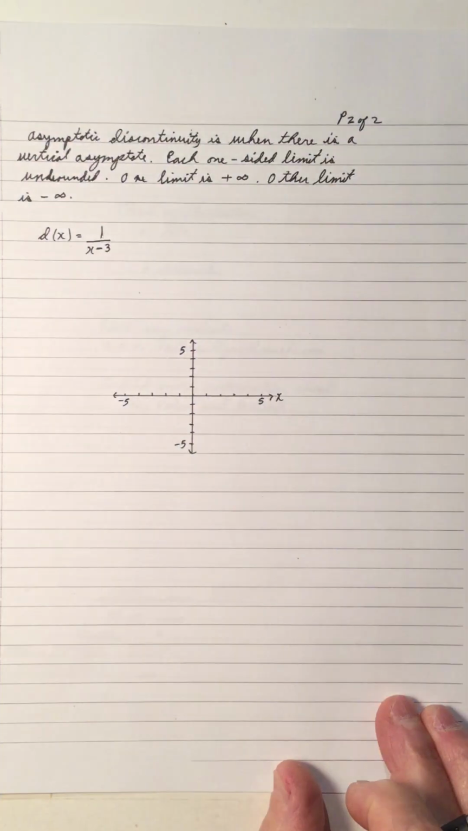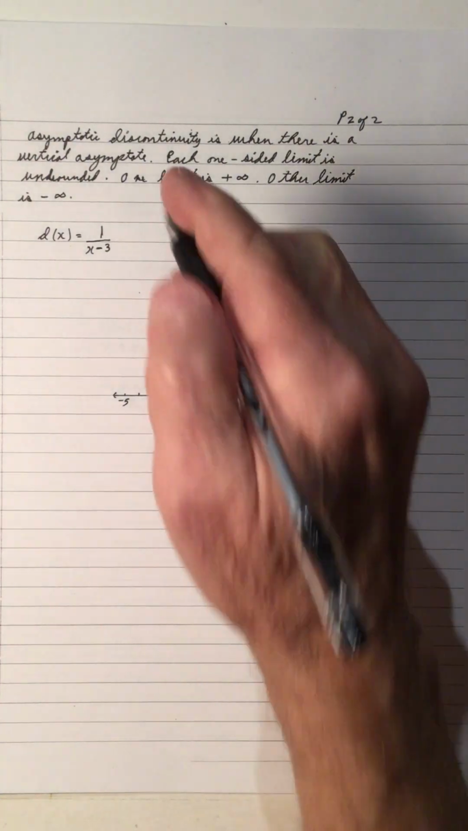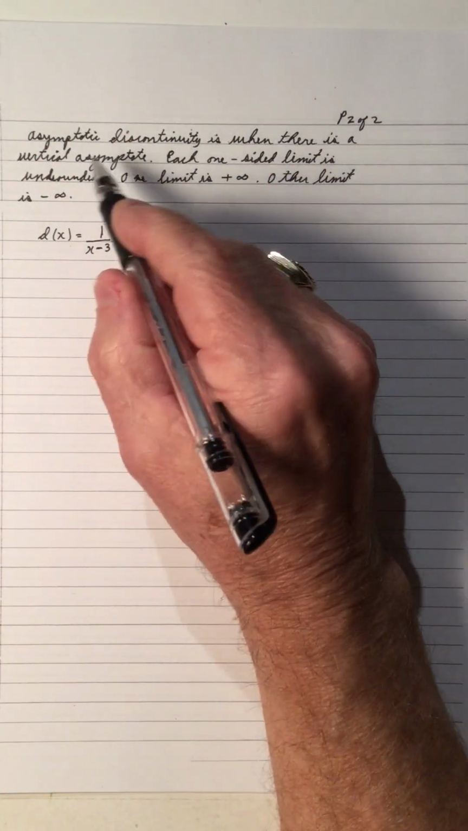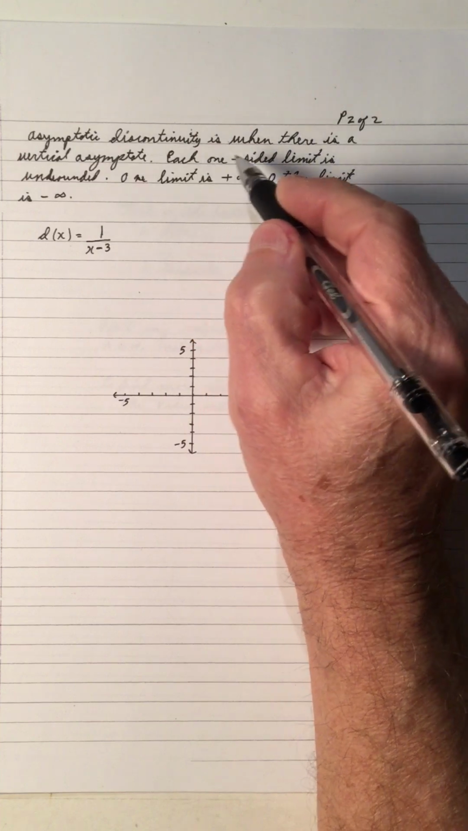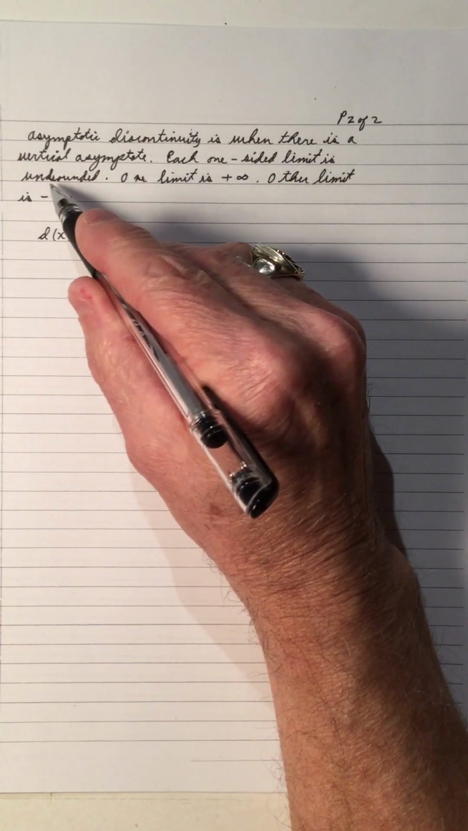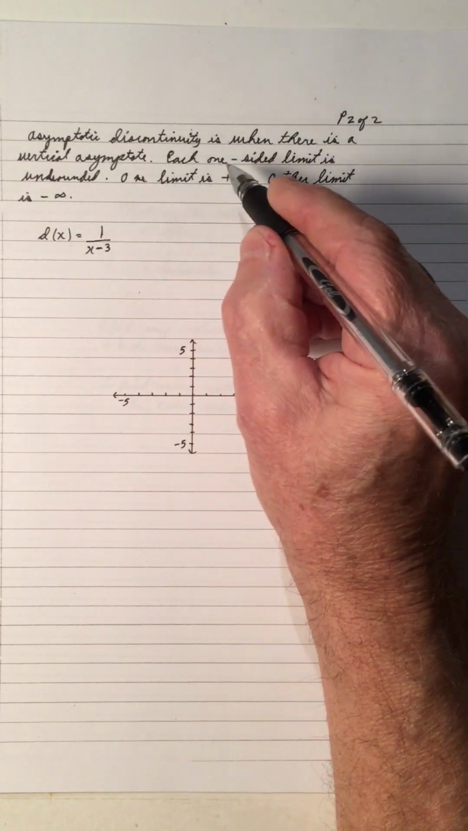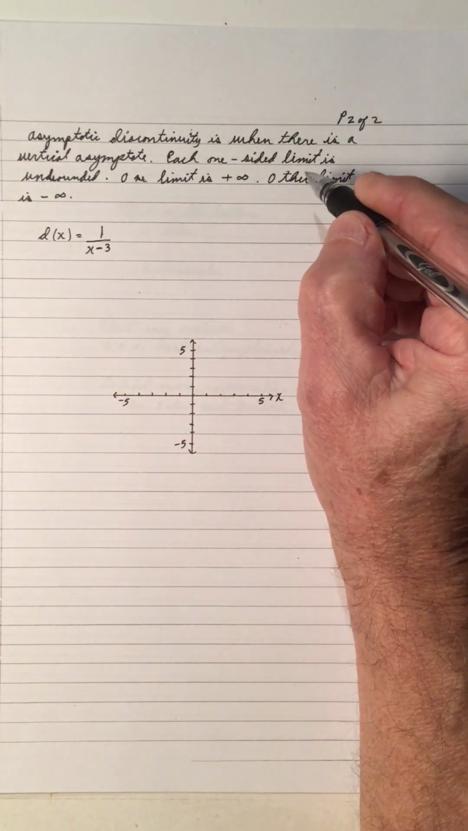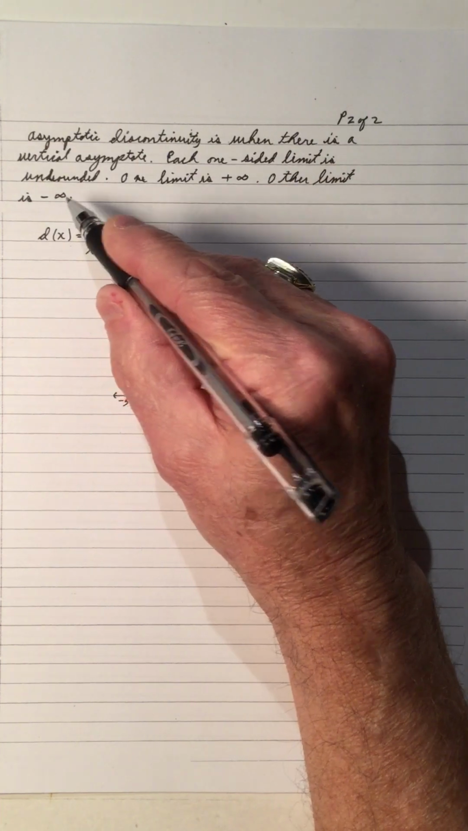Asymptote. The asymptotic discontinuity is when there is a vertical asymptote. Each one-sided limit is unbounded. One limit is to positive infinity, the other limit is to negative infinity.